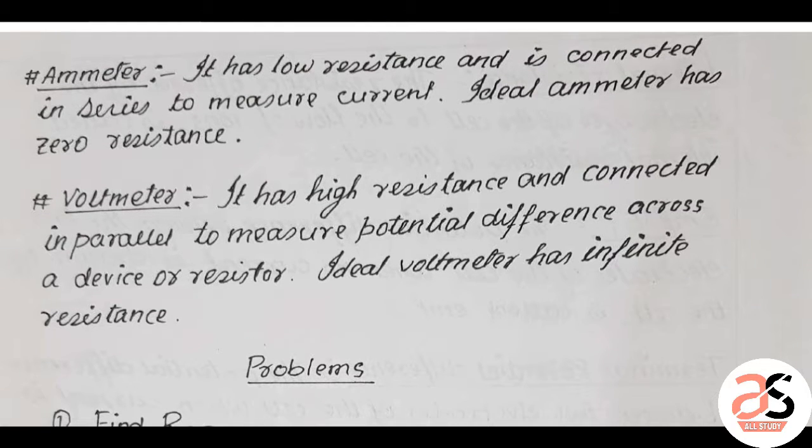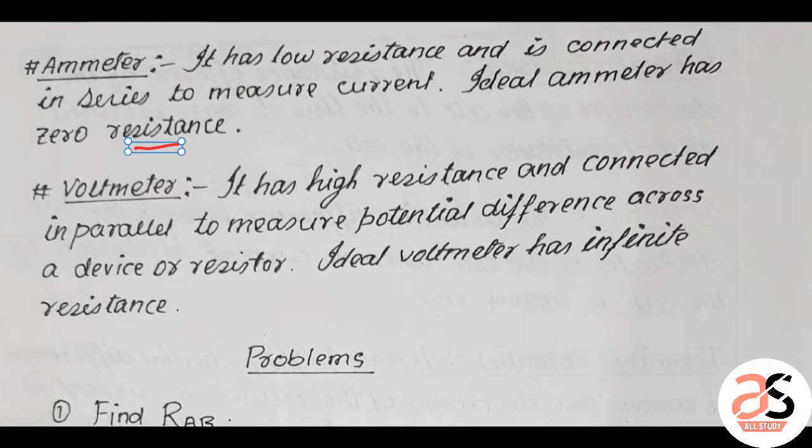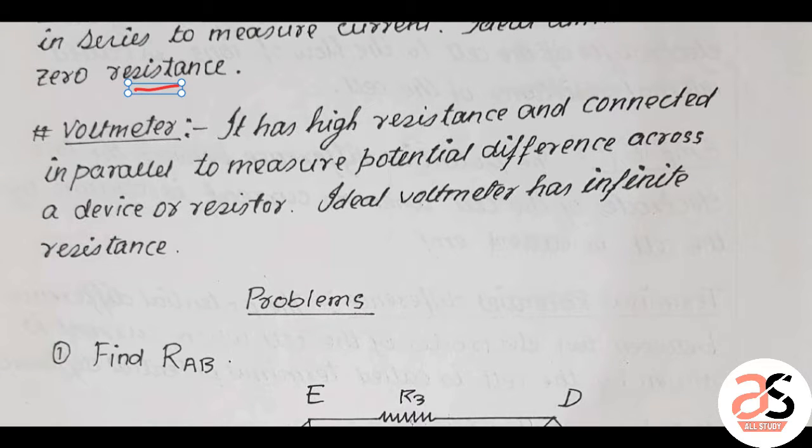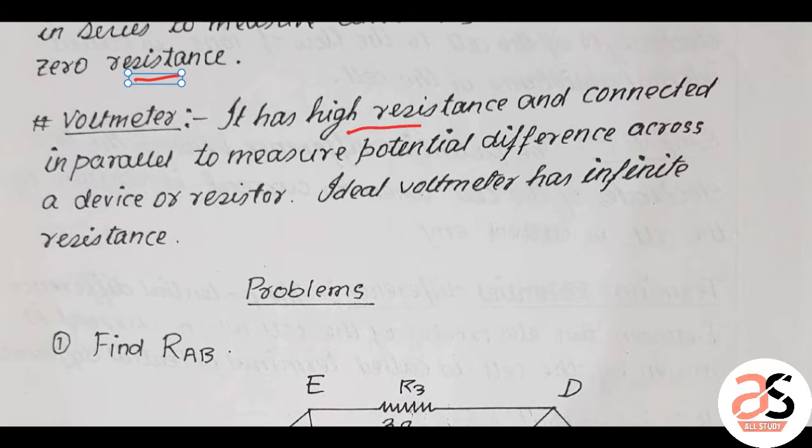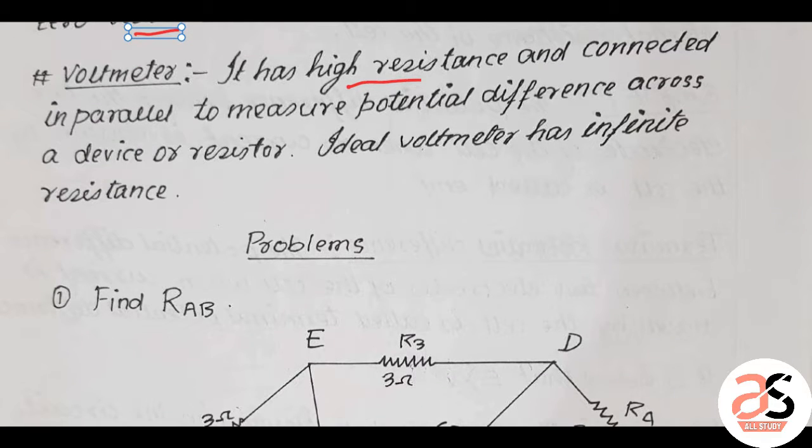Now the ammeter: its definition is that it has low resistance and is connected in series to measure current. An ideal ammeter has zero resistance. Its function is to measure current, so it has low resistance and is connected in series. A voltmeter has high resistance and is connected in parallel to measure the potential difference across a device or resistor. So an ideal voltmeter has infinite resistance.